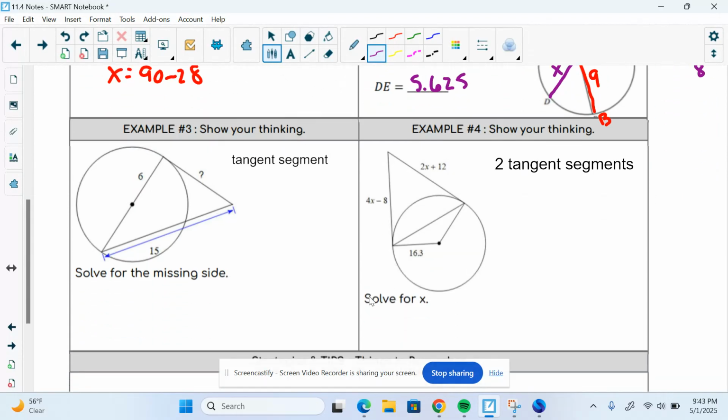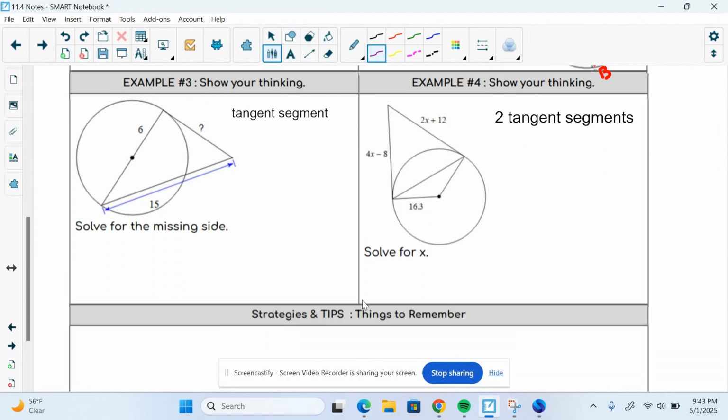Okay, example 3. They didn't tell us it was a tangent segment, but it is a tangent segment. So this segment that has the question mark on it is a tangent segment. That's the point of tangency right there. And I'm supposed to find this length right here. I'm going to call it x. Notice this entire length is 15.